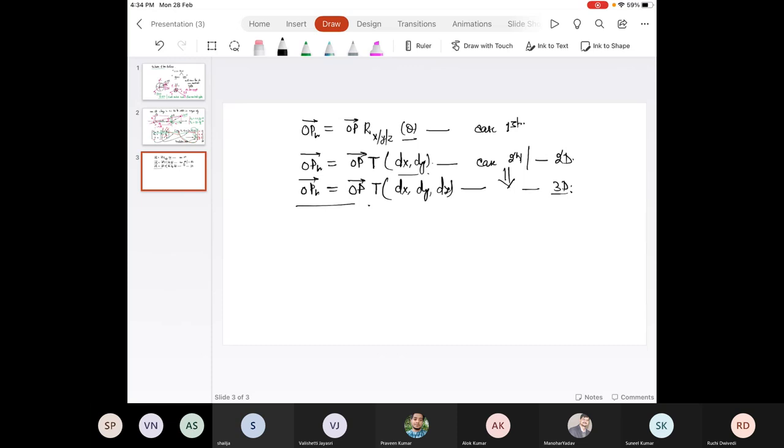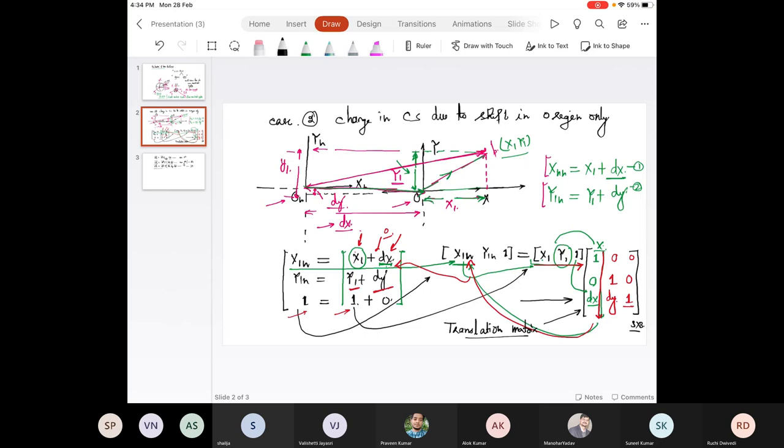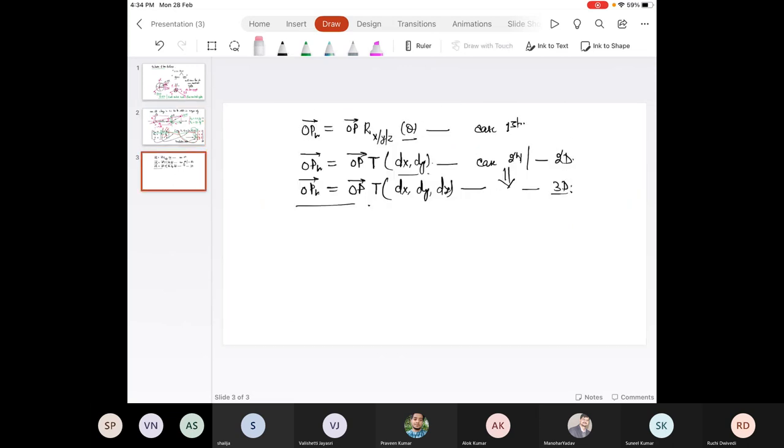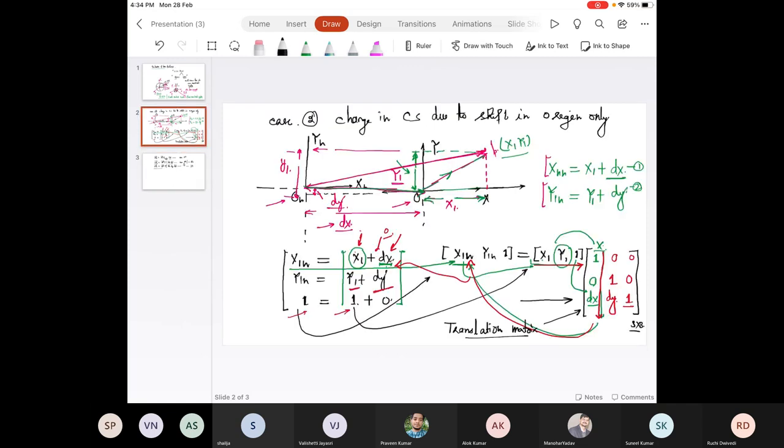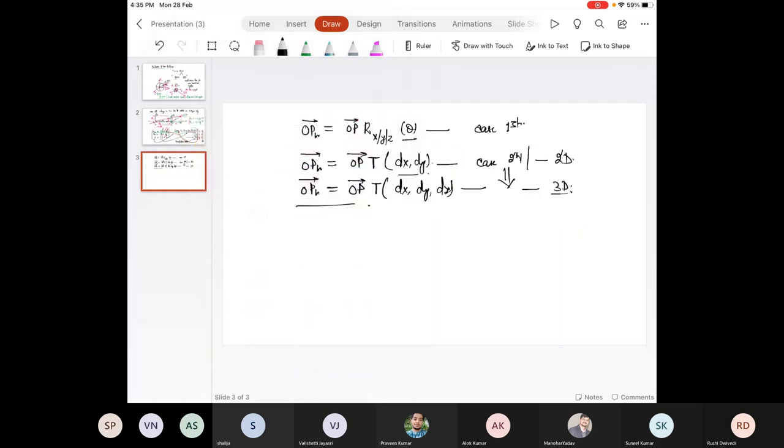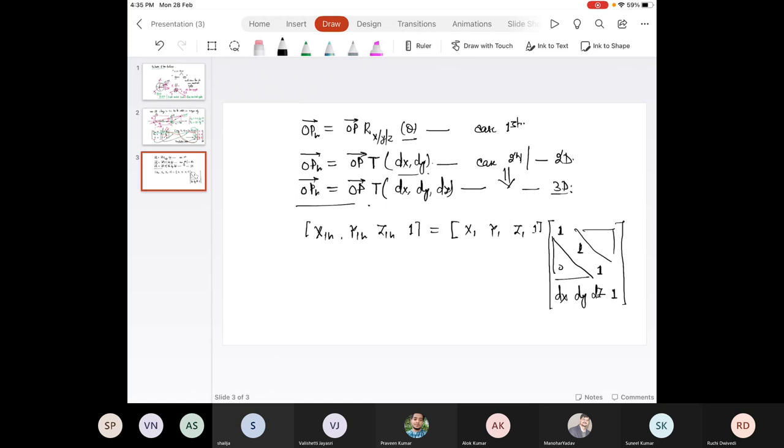This third case I would like to highlight over here. In that case, instead of 3 cross 3, it will be 4 cross 4, because dz is also included. In that case, you will write x1n, y1n, and z1n, 1. This is equal to, again, a row vector x1, y1, z1 and 1, times a 4 cross 4 matrix where the diagonal elements are 1, 1, 1, again 1 over here. This is dx, dy and dz. The rest of the elements are 0.